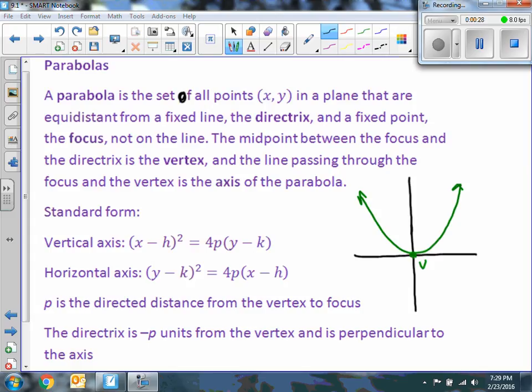A parabola is the set of all points (x, y) in a plane that are equidistant from a fixed line, the directrix, and a fixed point, the focus, not on the line. The midpoint between the focus and the directrix is the vertex, and the line passing through the focus and the vertex is the axis of the parabola.